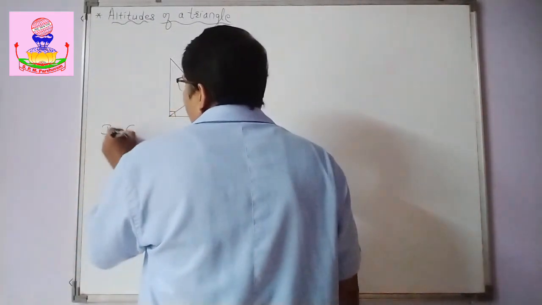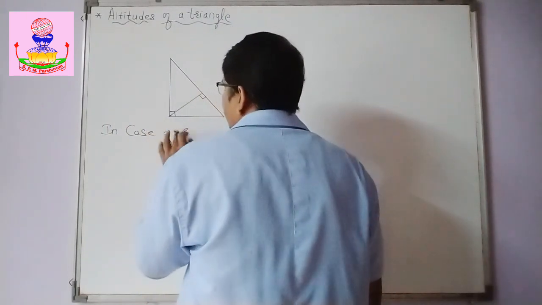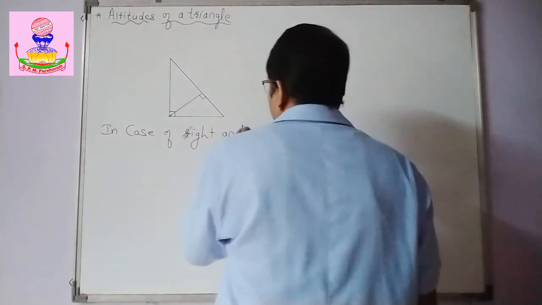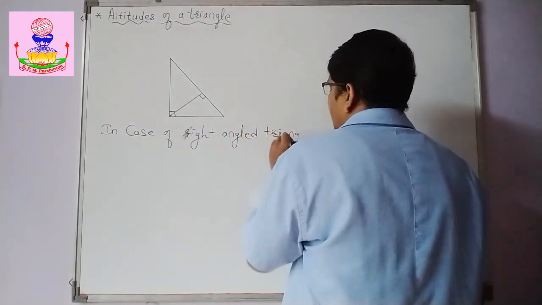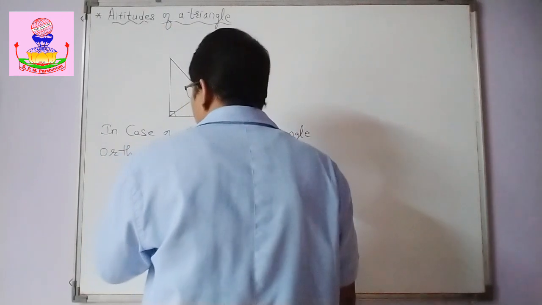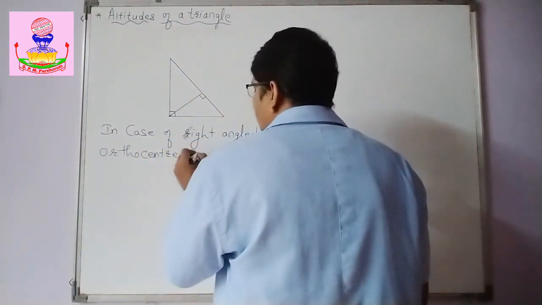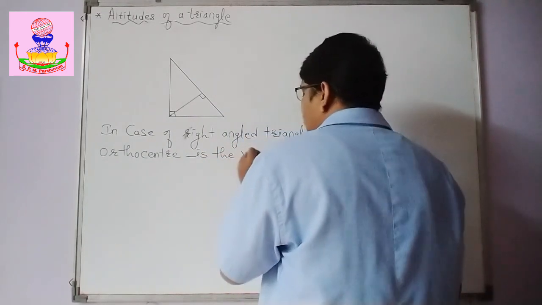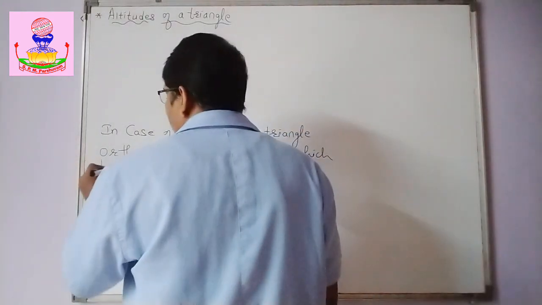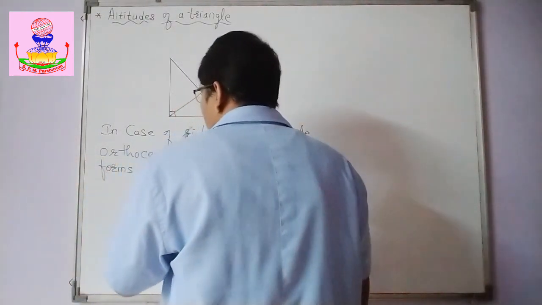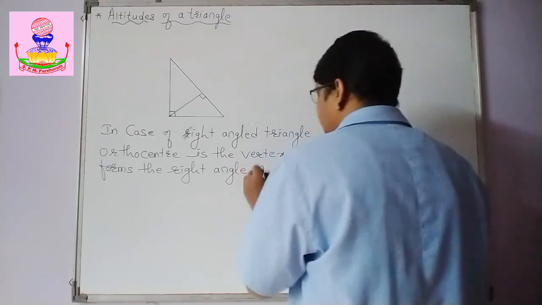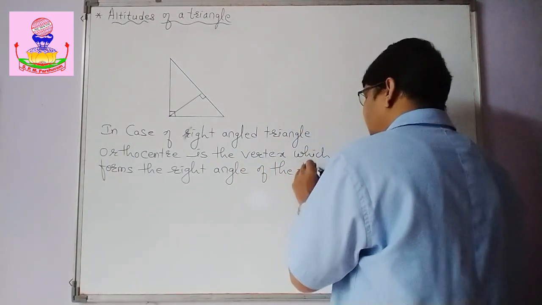Okay, so in case of a right angle triangle, the orthocenter is the vertex which forms the right angle of the triangle.